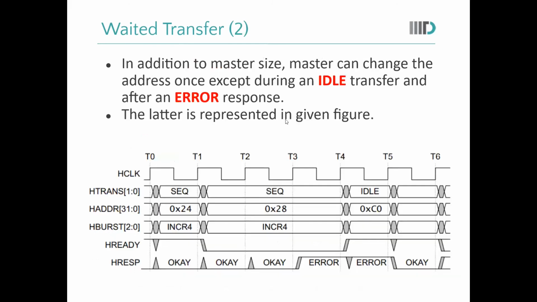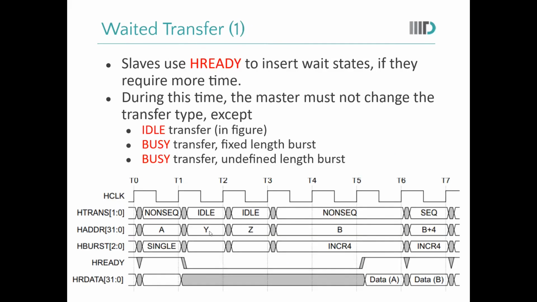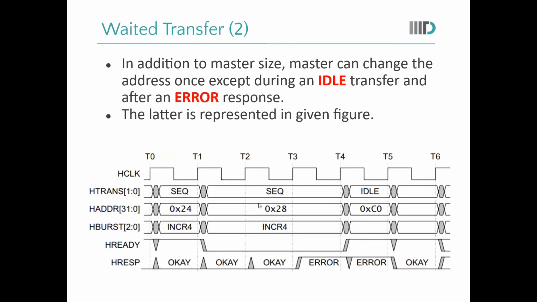Okay, yeah. So in addition to that, the master can change the address once during an idle and after an error response. So the ideal transfer is indicated in the previous figure. The master changed its address during that particular phase, and this particular case of an error is represented in the given figure, where it could change its state during the error phase.